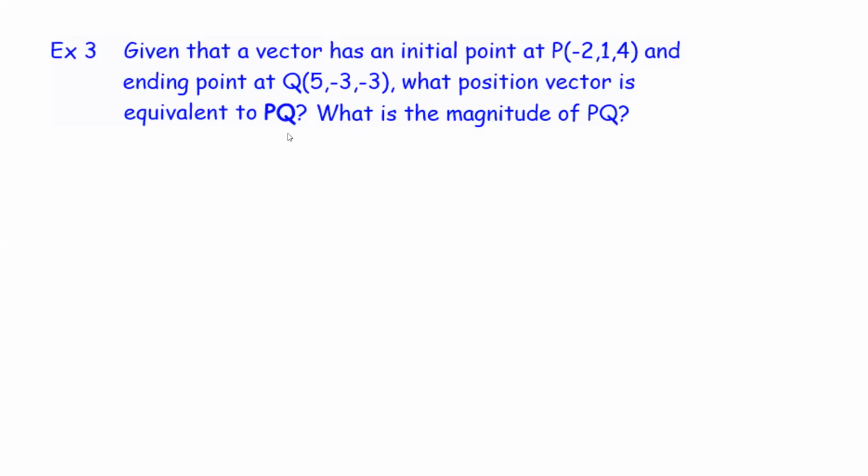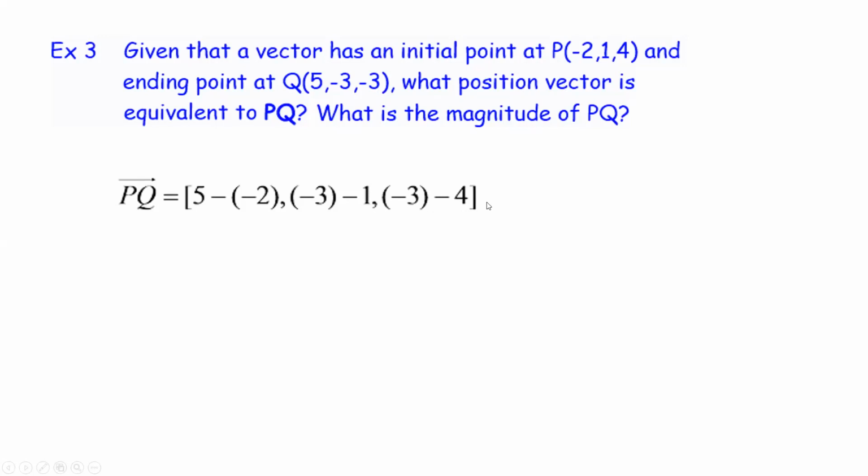So we're going to take all of the Q points and subtract the P points because I'm going from initial P to a terminating Q. So here's what it looks like. I'm going to take the 5, which is the head of the vector, and minus the tail, which is the -2. So it's 5 minus -2. So that's going to be my new x component. Then the y component is the -3 minus the 1, which is what it says right here. And the z component is the -3 minus the 4.